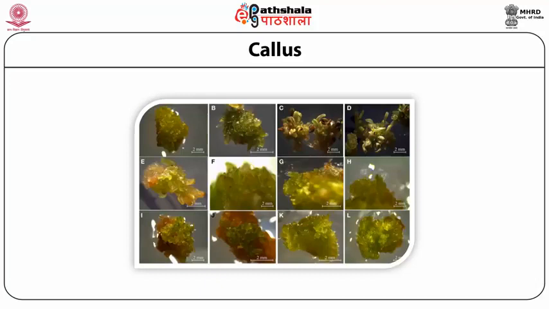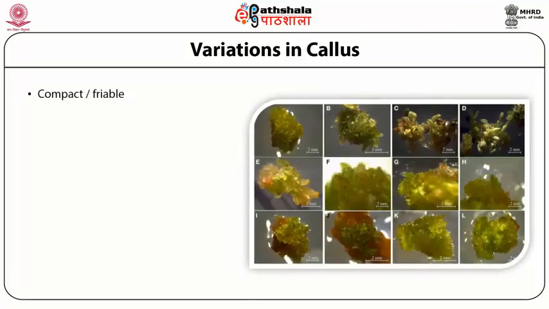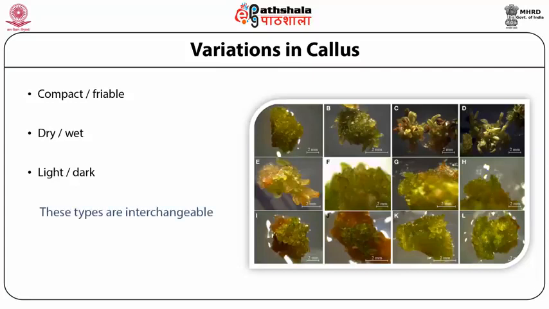Now, depending on the explant and the media constituents, variations in terms of color, texture, compactness, and even chemical composition are reported. And broadly, calli can be classified as compact, friable, dry, wet, light, dark, and so on. Interestingly, all these forms are interchangeable, and different types can be observed by changing the media constituents. They also change with passage of time in culture, and so on.